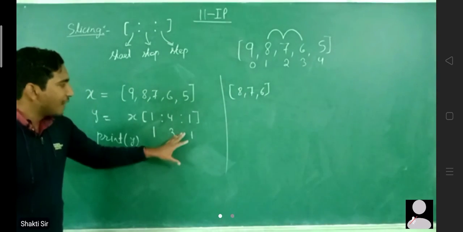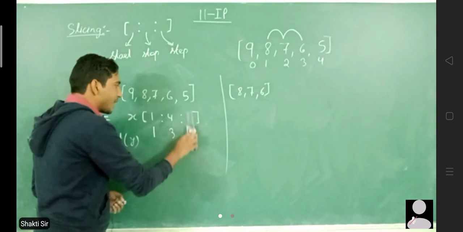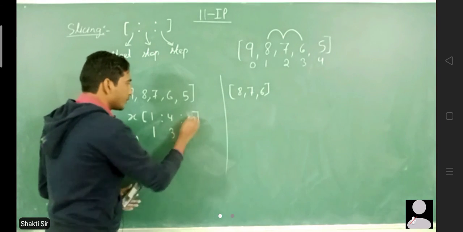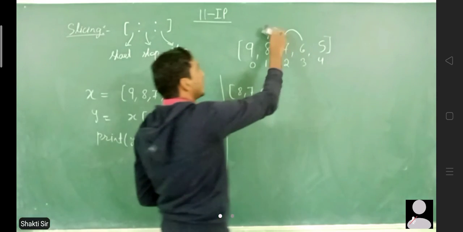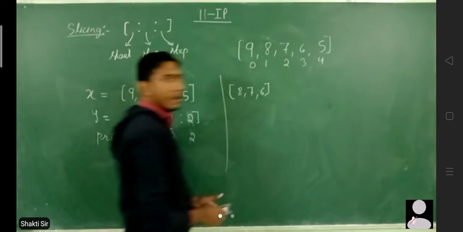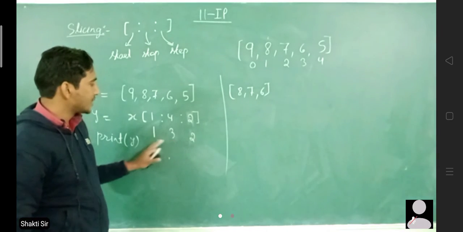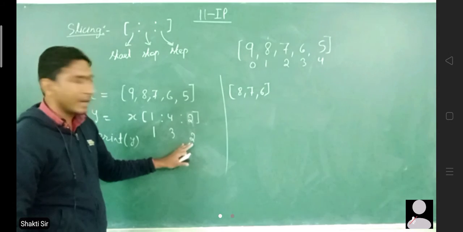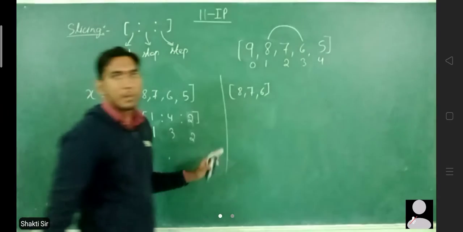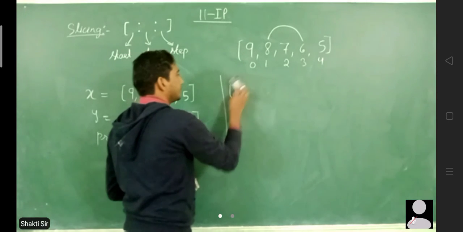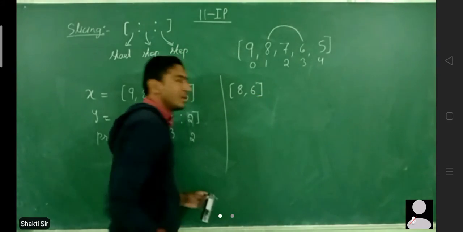And suppose the value of step is 2, then what will be the output? Now we have to take 2 steps. Start from 1, the first index is 1, the last index is 3, and take 2 steps. So from 1 we took 2 steps, reached 3, we are at the last. So the output will be 8 and 6. This will be our output.